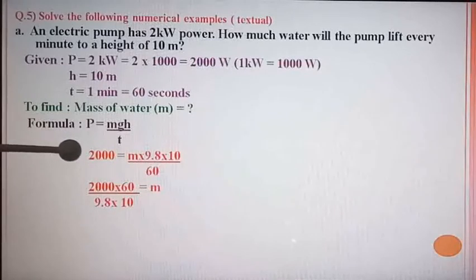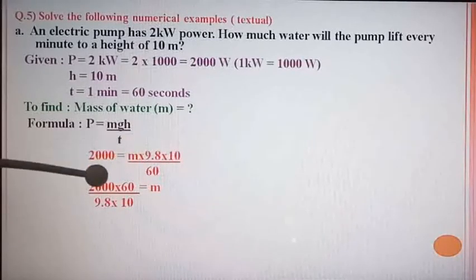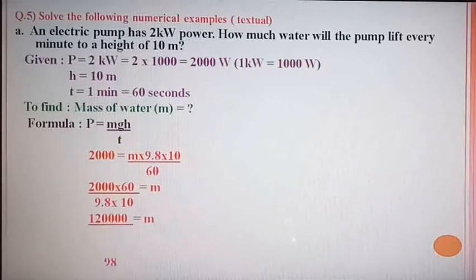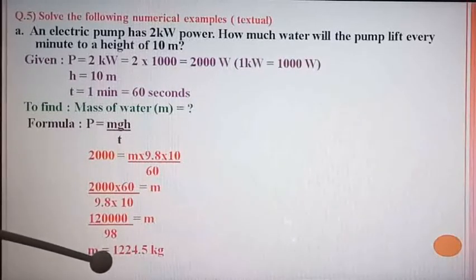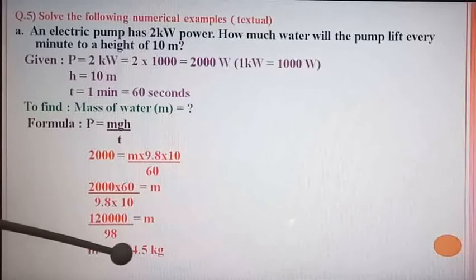2000 multiplied by 60 upon 9.8 multiplied by 10. Keep m on the right hand side. After calculations you will get m is equal to 1,20,000 upon 98, which you divide and you will get the answer as 1224.5 kg.